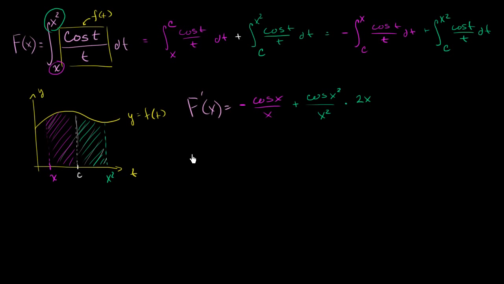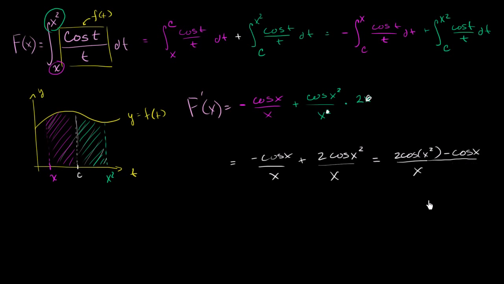So all of this is going to be equal to negative cosine x over x plus, well, this is going to cancel out with just one of those, plus 2 cosine x squared over x. And I guess we could simplify it even more as being equal to, and we can swap these, everything over x, 2 cosine of x squared minus cosine of x. And we are done.